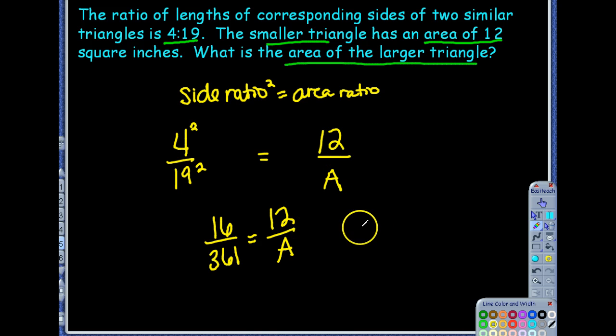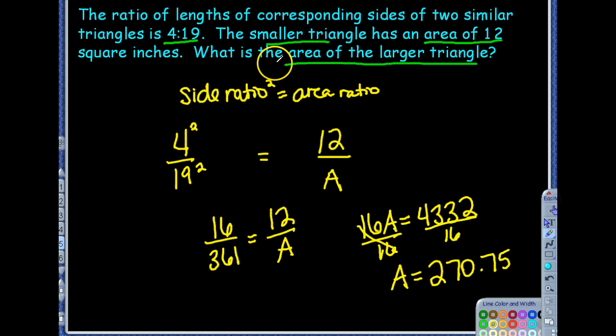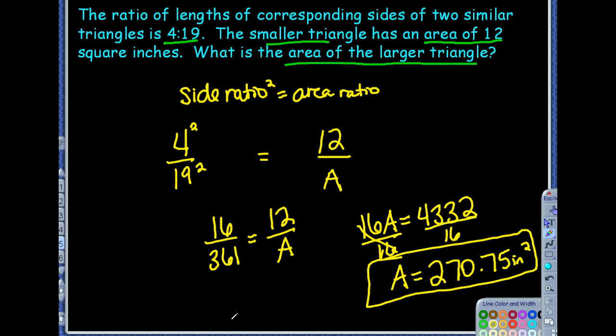Let's go ahead and solve. So 16A is equal to 4,332. And when we divide by our 16, you get 270.75. And this is going to be in square inches. Square inches. Love it, because they give us units on this too. And that's why you can leave it in decimal form too. I didn't have to round. This was exact, so you didn't have to worry about that either.